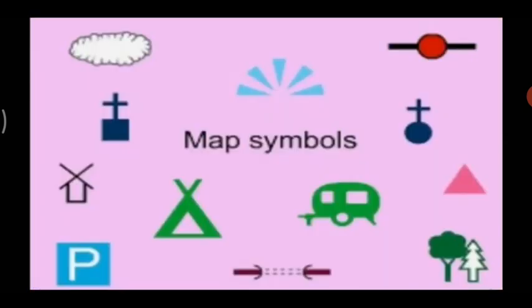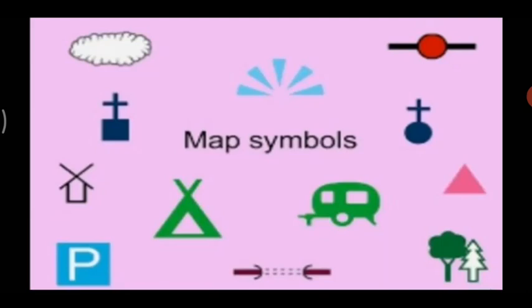Let us move forward. Standard signs and symbols. Now next we will see signs and symbols. Standard signs and symbols are used to make the map easy to read. These signs and symbols are universally used for specific components. Now you must have seen a map.